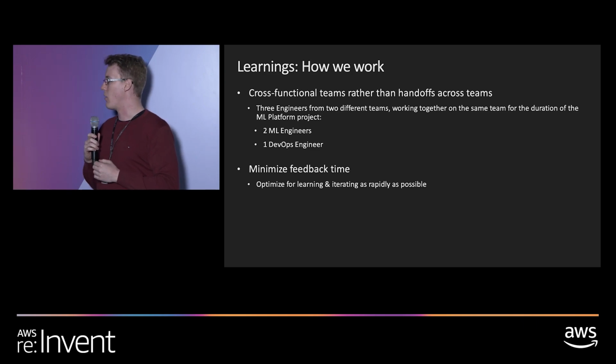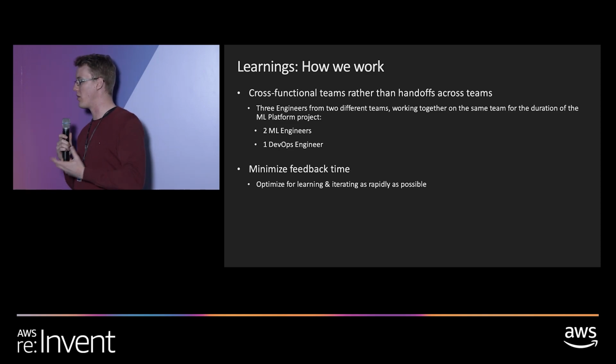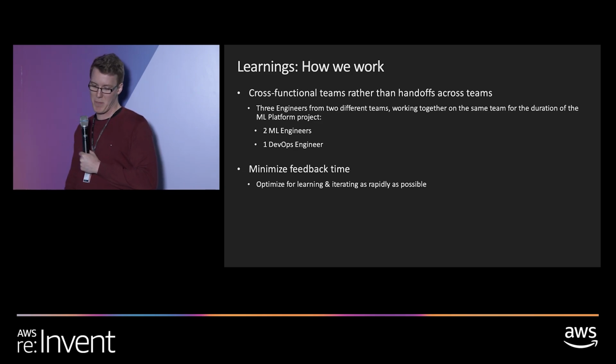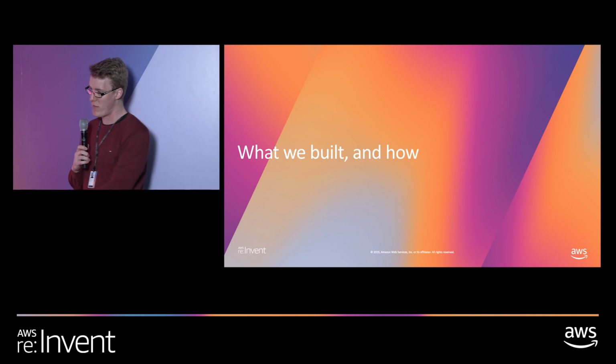Some quick learnings about how we work. Cross-functional teams rather than handoffs across teams. Try and co-locate the folks who will be working on the project together. For us, this meant two machine learning engineers and a DevOps engineer. And then in general, try and minimize feedback time and optimize for learning and iterating as rapidly as possible. Pretty standard key agile principles, but it was fairly effective when we went about designing and implementing this project. And now I'm going to hand it over to Sharad to tell us a little bit more about what we built.